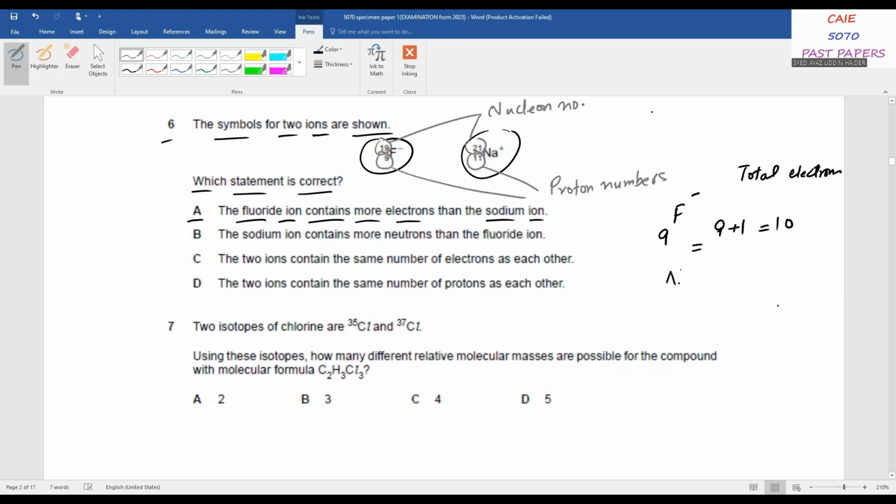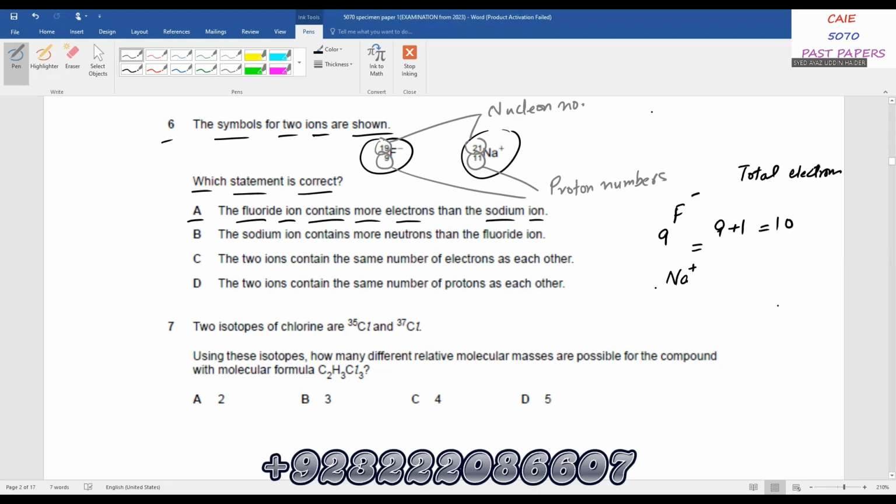What about Na plus? Na plus means it has lost one electron. Look at the proton number of sodium, which means it has 11 electrons, and now it has lost one electron. So 11 minus 1 will be 10. So this statement is wrong. Let's see the next statement.